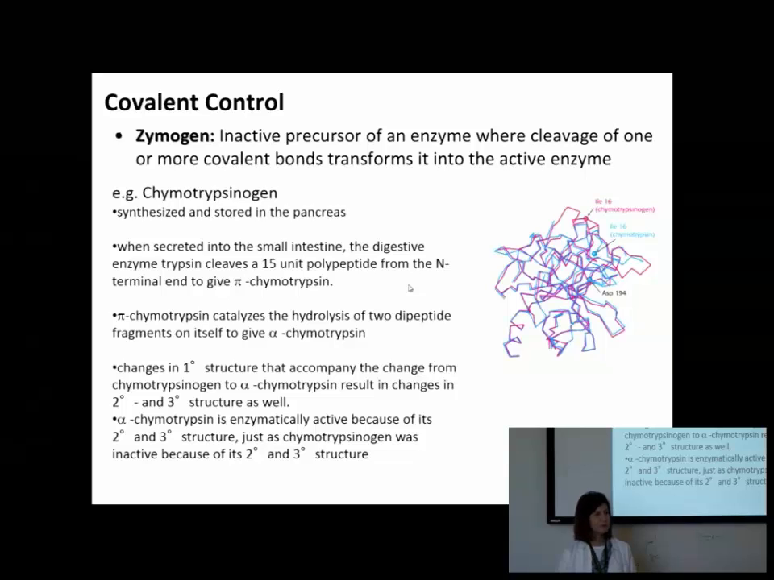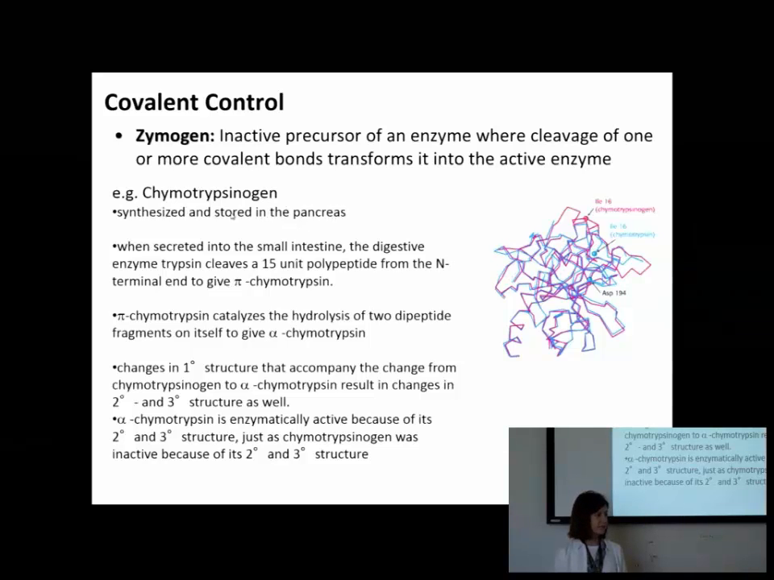All right. So chymotrypsinogen is the zymogen. That is synthesized and stored in the pancreas. Do we want your pancreas to be chopped up? No, we really don't want your pancreas to be chopped up. So we keep it inactive. And then what we do is we secrete it into your small intestine.